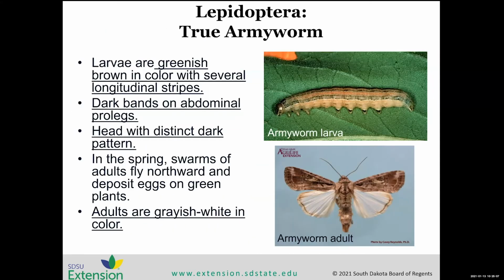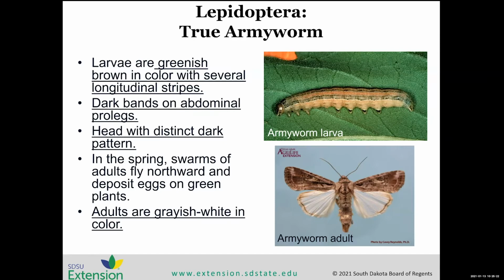The next one is your true armyworm. The larvae are greenish brown in color with several longitudinal stripes. So in that top picture there, you can see that tan stripe running towards the top and a little lower down by the legs. They have dark bands on the abdominal prolegs.